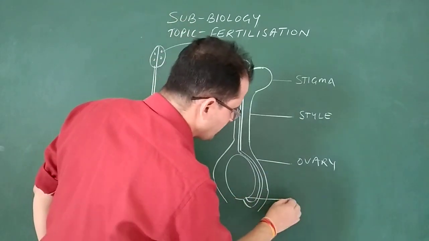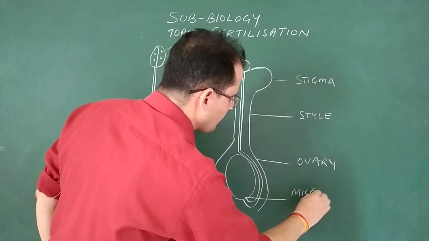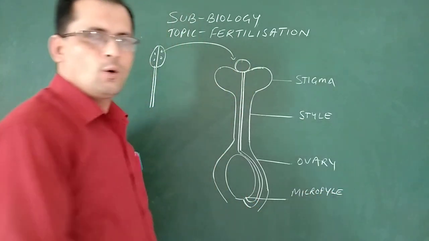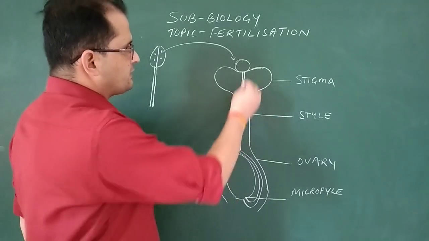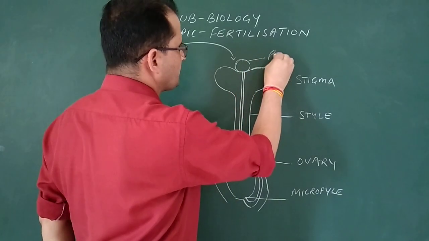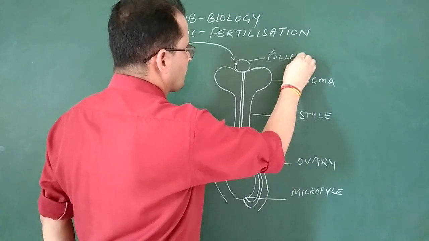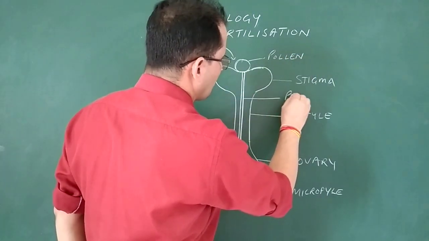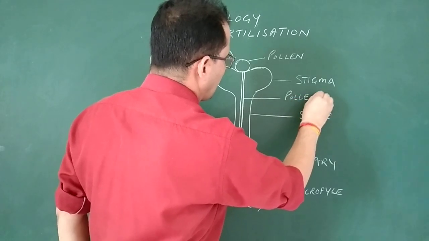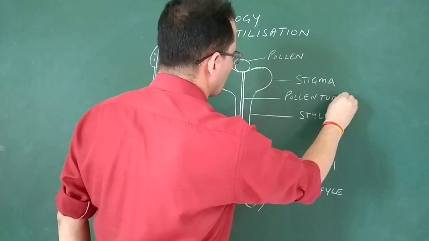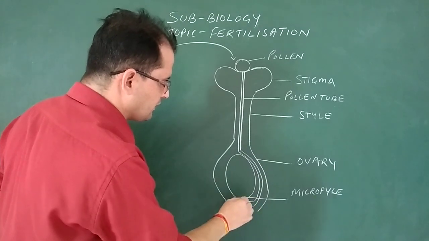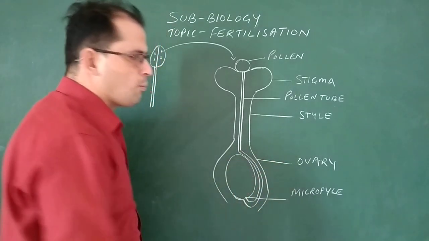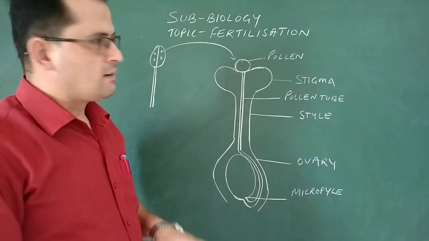So this is the opening which is known as micropyle, or micropylar opening. So now beta, this is the pollen grain. This pollen grain germinates and forms a tube, which is the pollen tube, and this pollen tube grows and enters into the ovule through an opening which is known as micropyle.